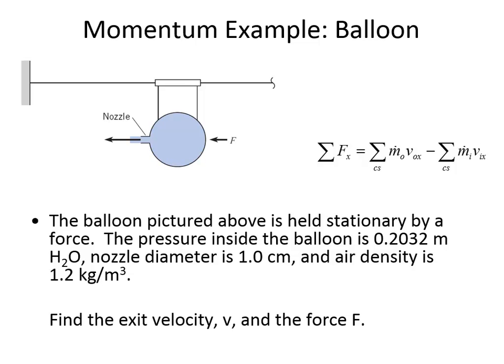Now, what about the force that's required to hold the system steady? You can see that they've already indicated with the arrow there that the force is going to be to the left. If we apply the momentum equation to that, let's find out what the magnitude of the force is. What's missing for us to calculate the magnitude of the force? What don't we know yet?